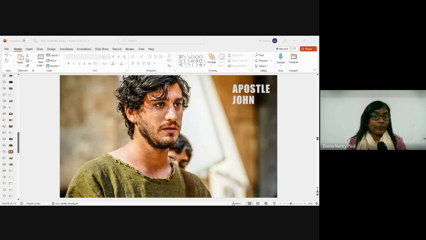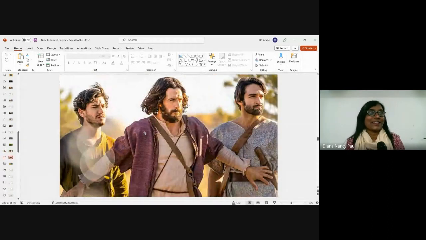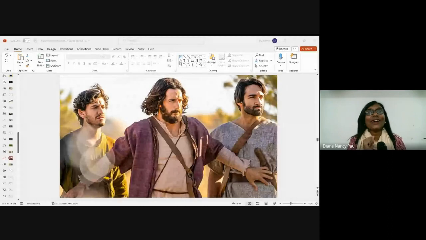He and his brother James were later nicknamed sons of thunder. Why do you think Jesus gave this name to them? Why were they known as sons of thunder? Yes, maybe because of the boldness that they carried within themselves. And some say, in the Gospel of Luke chapter 9, verses 51 to 56, can we just quickly turn to the Gospel of Luke chapter 9?